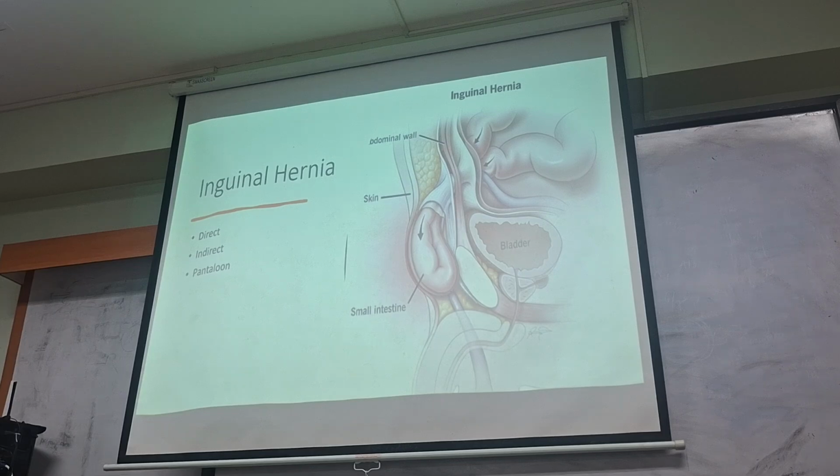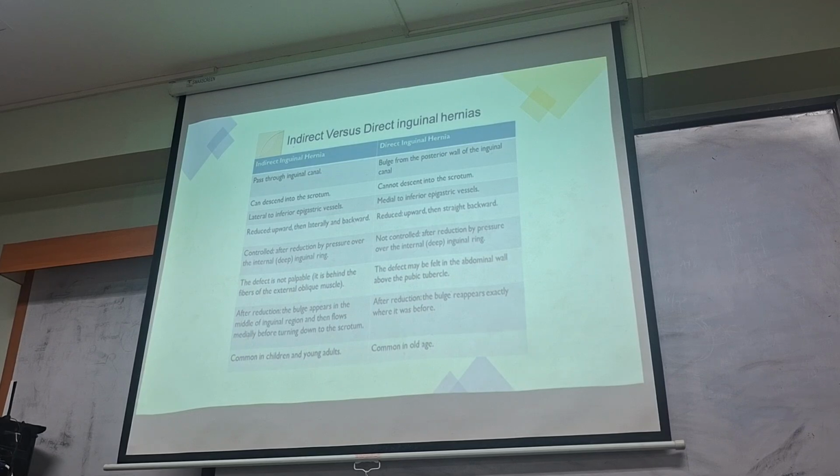So, an indirect inguinal hernia goes down through the inguinal canal and may enter the scrotum. A direct hernia just goes forward, no? Protrudes forward. Does not go to the scrotum. So just know the differences and then you'll be fine. But anyway, the management is still the same. Direct, indirect, pantaloon, management is the same.